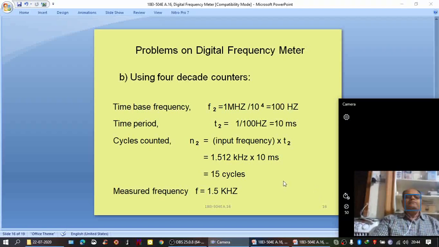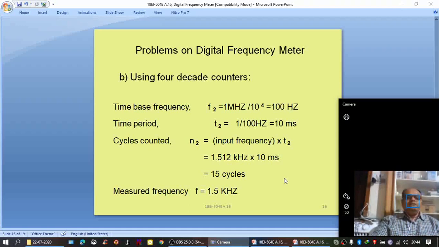So that is why, in order to get accurate measurement of frequency using a digital frequency meter, we have to go for a higher value of time base. More number of pulses are to be counted. This is one point to be observed while doing frequency measurement using a digital frequency meter.